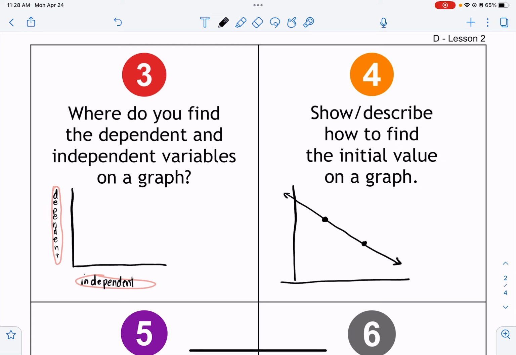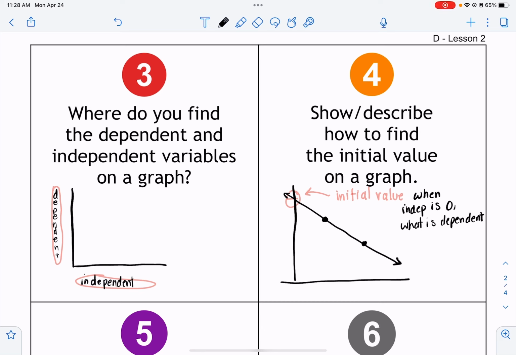The initial value is where your relation starts, right? So when your independent variable is 0, what is your dependent variable? We're usually looking at wherever our relation crosses the y-axis. So this value here, that is the initial value. And we say, when the independent is 0, what is the dependent? That will tell you what your initial value is.